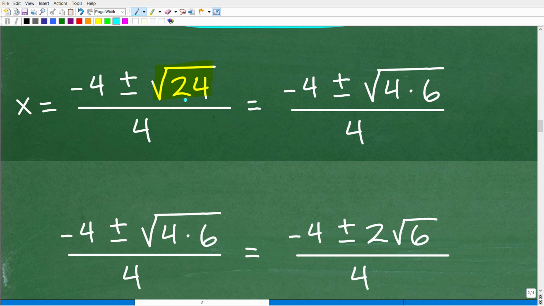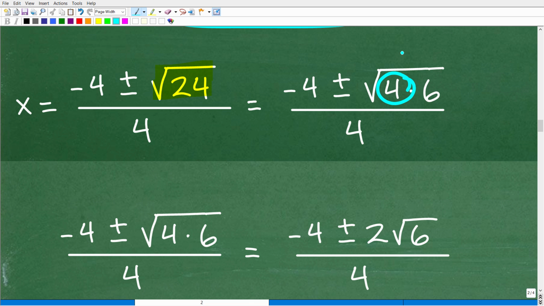So we're taking the square root of 24. The square root of 24 is the same thing as the square root of 4 times 6, and 4 is a perfect square factor. Again, I'm talking about multiple different skills that you need to learn in algebra. So anything that you don't understand, you want to review.